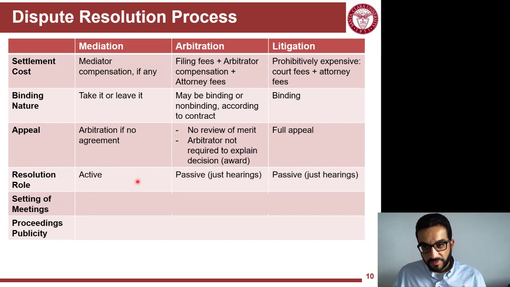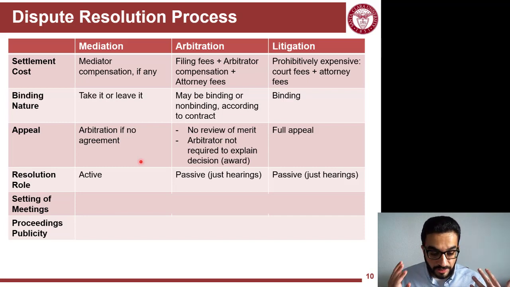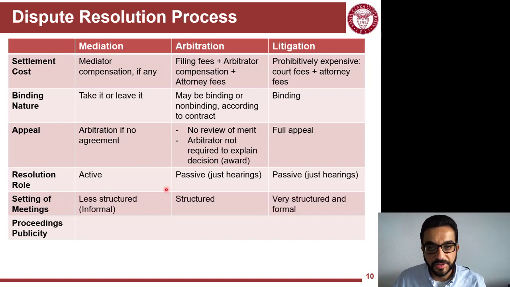The method or the approach for resolution here: mediation is active. So you're trying to find common areas that you can use to resolve the conflict. Arbitration and litigation are passive. You're hearing only. You're not proposing and not actively trying to resolve the issue. The meetings are less structured for mediation, kind of structured for arbitration. You have to follow a specific process that is required by law and also by the arbitration organizations. Litigation is super structured. You have to follow very specific procedures.